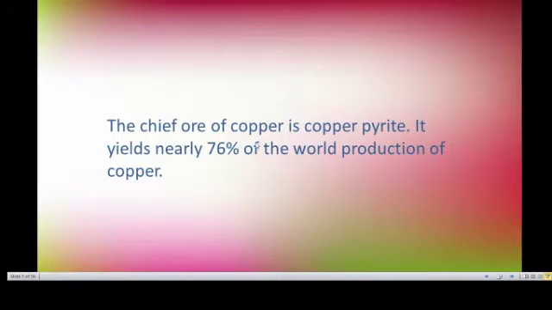The chief ore of copper is copper pyrite. Copper has three important ores: copper pyrites, cuprite or ruby copper, and copper glance. Out of these three, the chief ore of copper is copper pyrite. It yields nearly 76% of the world production of copper.